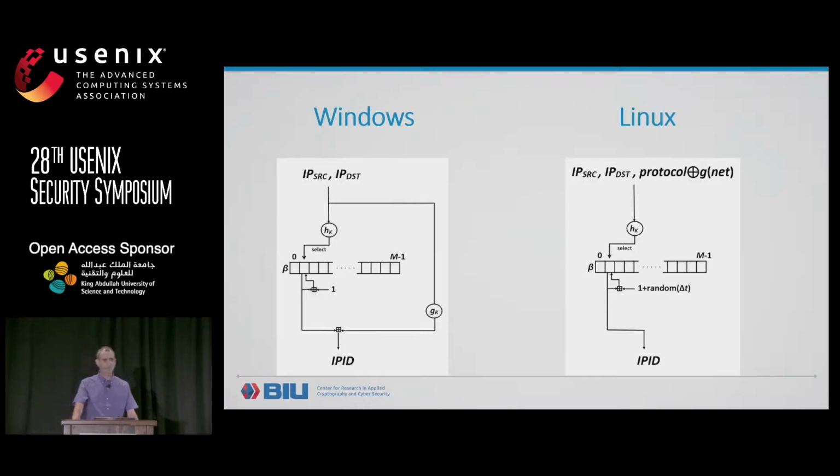So you can see that the structure of the IP ID generation algorithm in Windows and in Linux and Android is pretty much similar. Of course, there are some specific deviations for each operating system. And we are going to exploit this structure for generating a device ID.